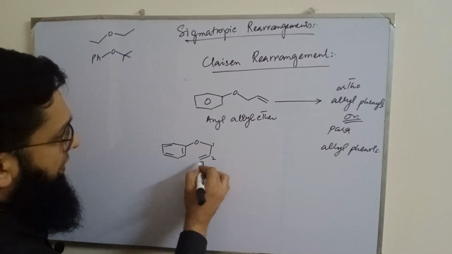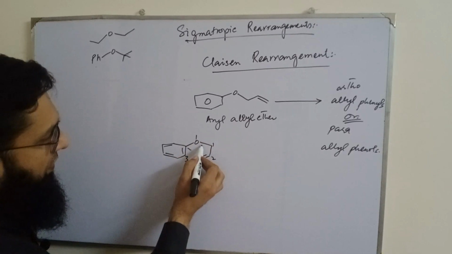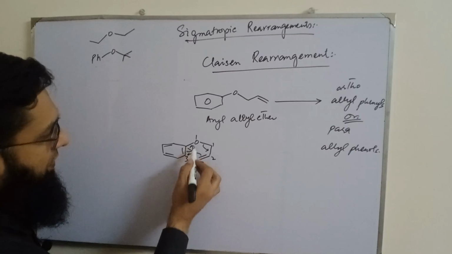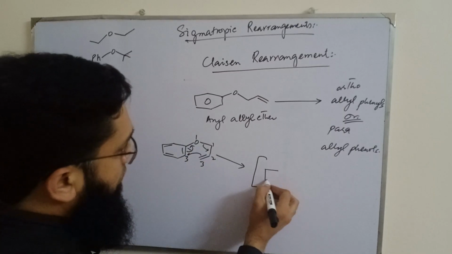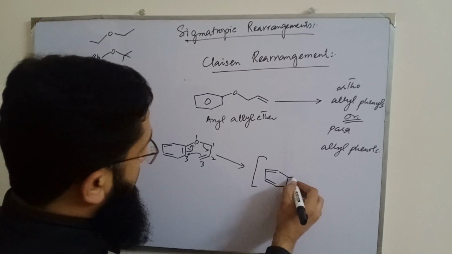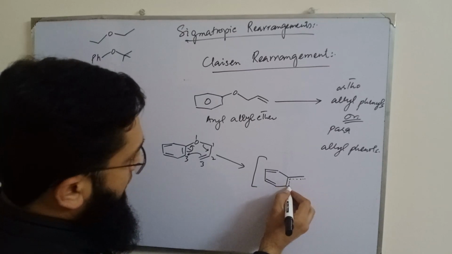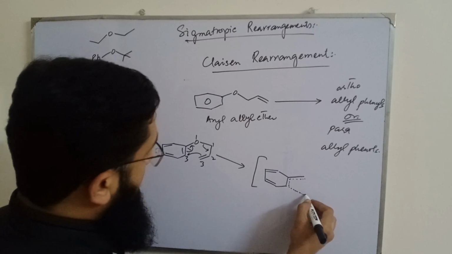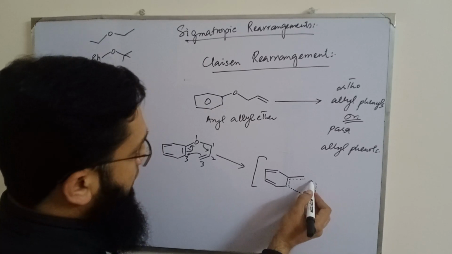and this is 1, 2, 3, 1, 2, 3. So this shifts here, this shifts here, this shifts here, and we get the cyclic transition state. Here a new bond is being formed and a pi bond is being broken from here. A new bond is being formed here, and here a pi bond is being broken. A new pi bond is being formed. Sigma bond is being broken.